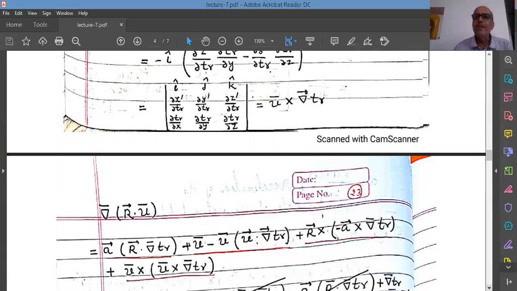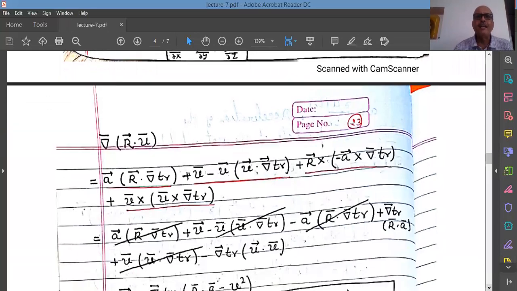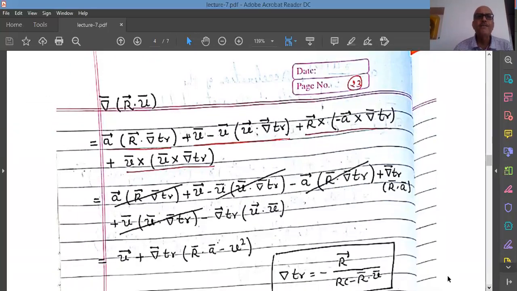So now we move on to the final term. We have calculated all the four values. We were calculating the value of gradient of r dot b. So this was the value of the first term. This was the value of the second term. In the third term, we calculated the value of curl of a b, and we got it as minus a cross gradient of tr. Similarly, in the fourth term, it was v cross curl of capital R vector, and the curl of capital R vector gives us v cross gradient of tr.